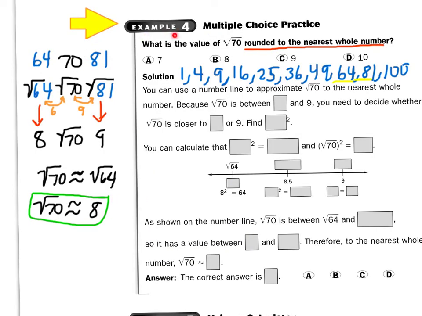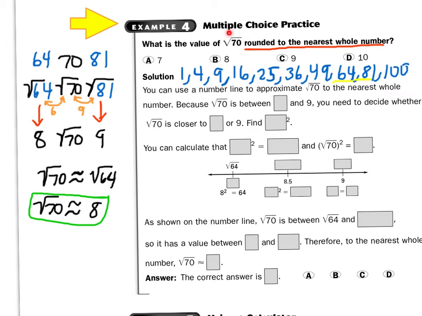Okay, now again, look at example 4. They want to know what is the value of the square root of 70 rounded to the nearest whole number. So again, we have to approximate. And again, you're going to want to write all of the perfect squares. So pause the video right now and write these down. 1 to the second power is 1, 2 to the second power 4, 3 to the second power 9, 4 to the second power 16, 5 to the second power 25, 6 to the second power 36. So keep going, okay? And write them down until you get to 100 and then stop.